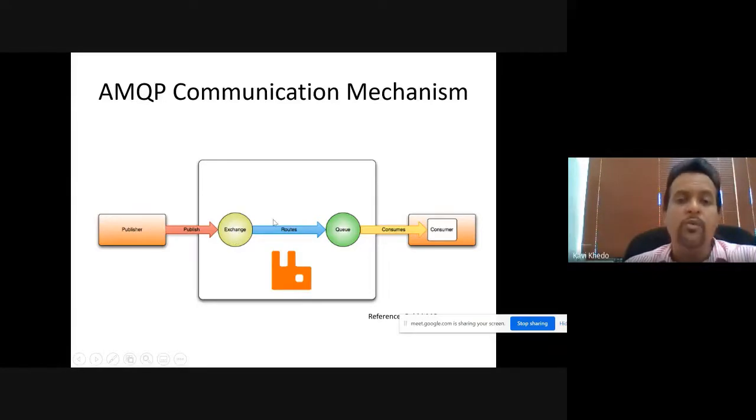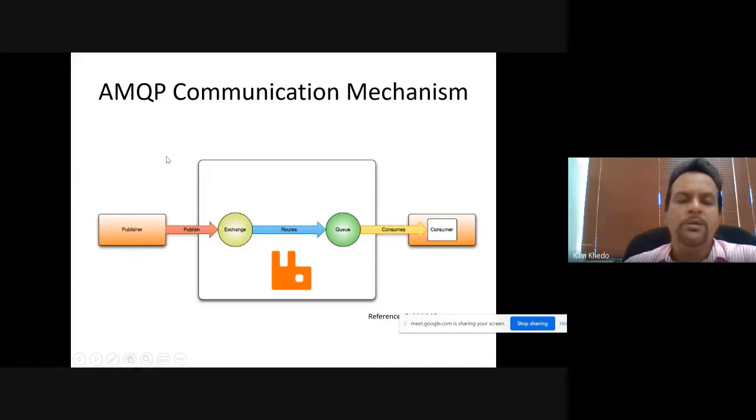The exchange uses some rules to connect it to a particular queue. Normally the binding will be done by the exchange here, and it will route the message to a particular queue. Now that the message is in the queue, the consumer will consume the message from the queue. This is called consume here. Here there was the verb publish, here there is the verb route, and here there is the verb consume, where the consumer consumes from a particular queue. This is the whole idea behind AMQP.